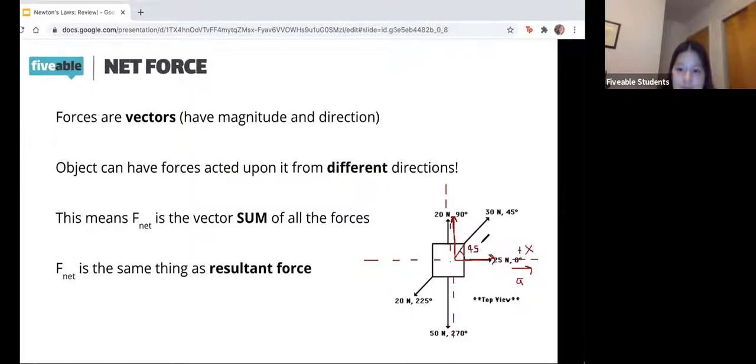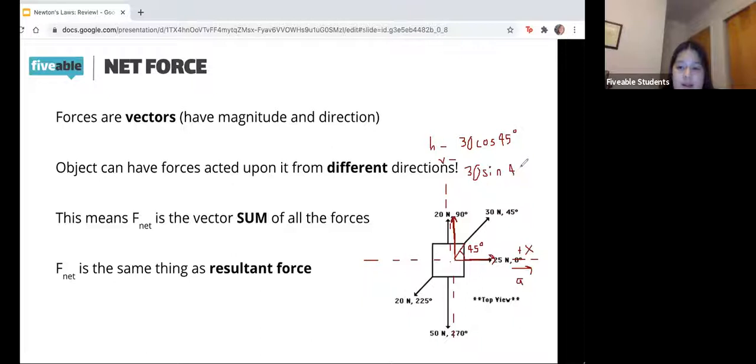So for the first one, let's say I'm going to do the horizontal, that would be 30 cosine 45. I'll make it neater on the bottom when I do the final thing. And then the vertical, this one right here, that would be 30 sine 45. So you would break that diagonal up.